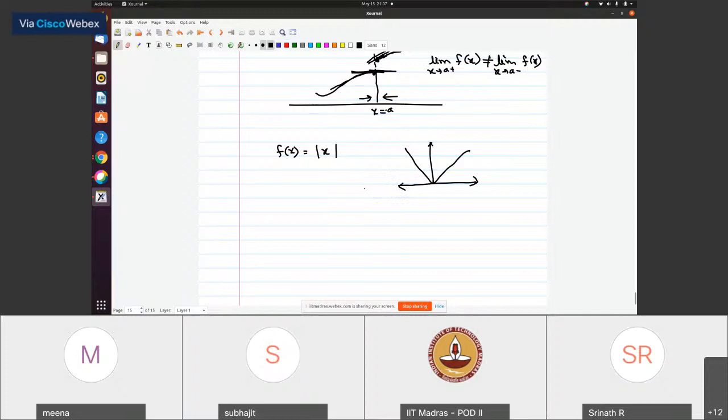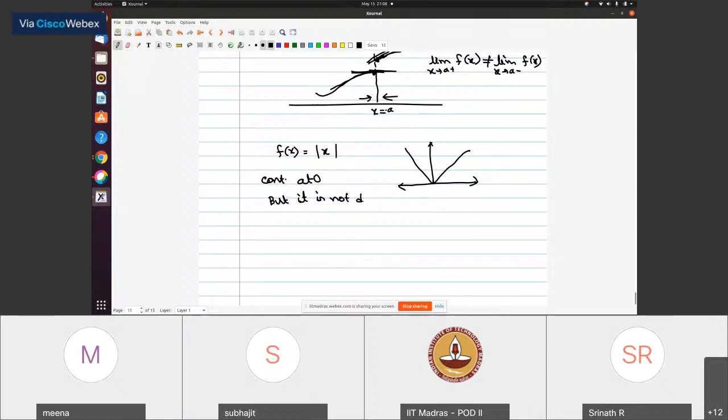At zero there's an abrupt change. So for this function, do we have a tangent at zero, and is it continuous? So this function is continuous at 0, but it is not differentiable.